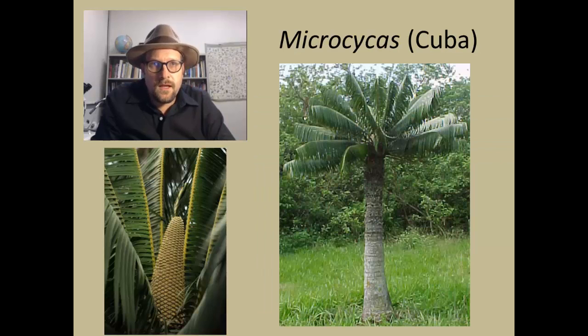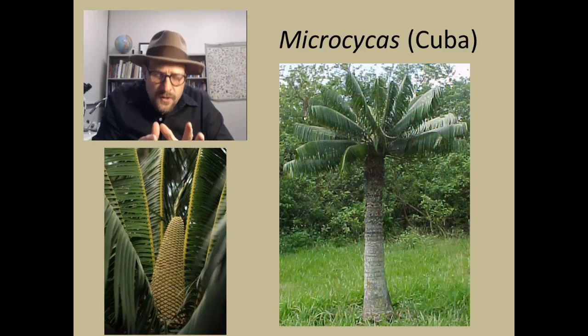This is Microcycas, which is a critically endangered plant native to Cuba, and there's only about 1,000 plants that are known. Now Microcycas is more of a palm-like tree with this really tall trunk. It has these very stiff fronds of leaves. There's both male and female plants that are present, and with pollination occurring between them.